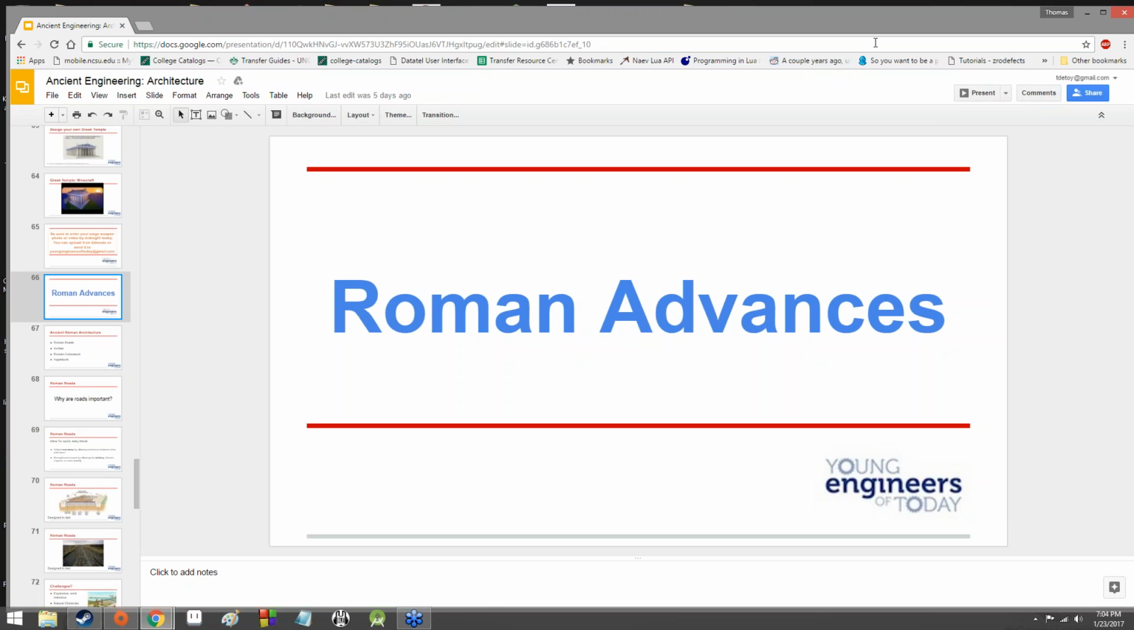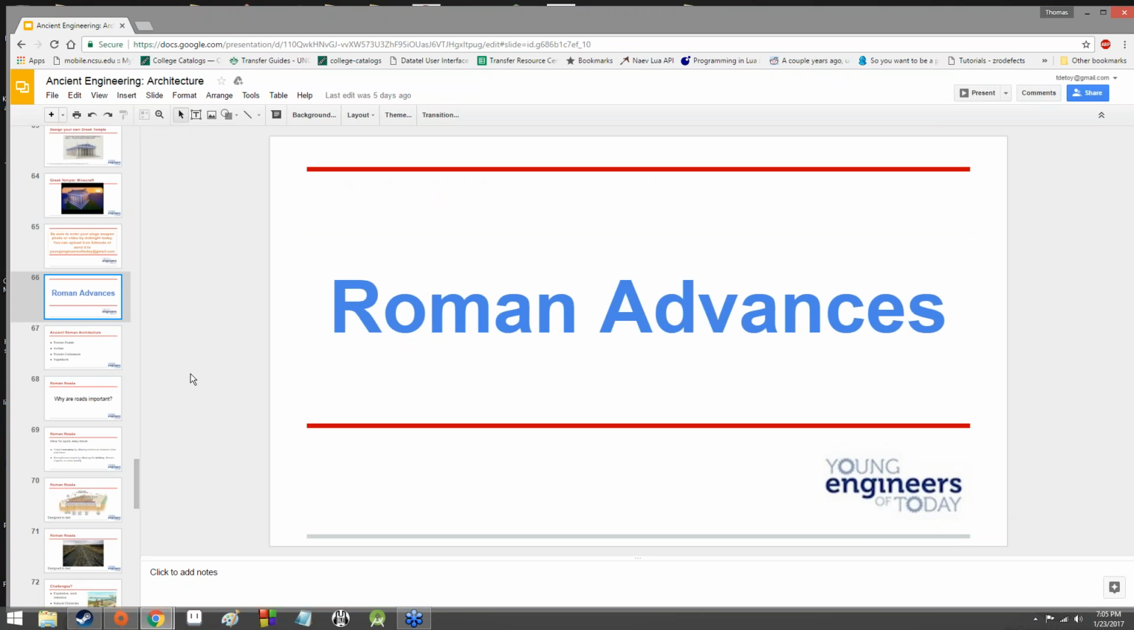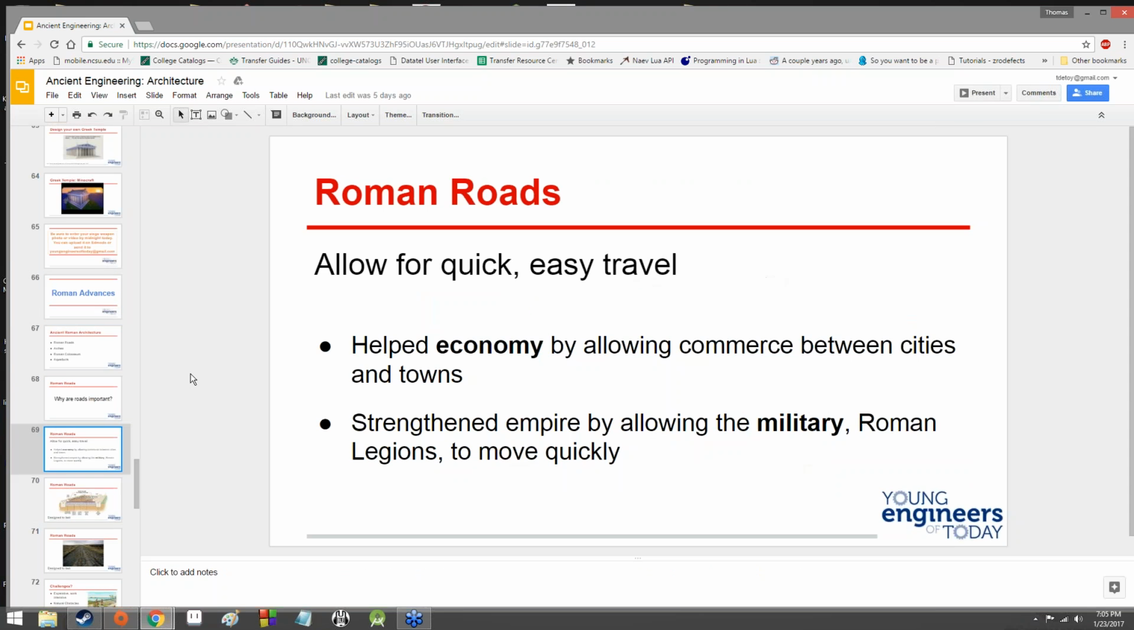Just as a means of review, why would we name roads as an important part of Roman advancements? Why would that be a big deal? Well, it actually was a much larger contributor to the growth of the Roman Empire than you might think. The fact that they had the infrastructure that allowed them to travel between cities and towns and allowed the military to move and defend their territory was a very important contribution to making the Roman Empire as large and as strong as it was.